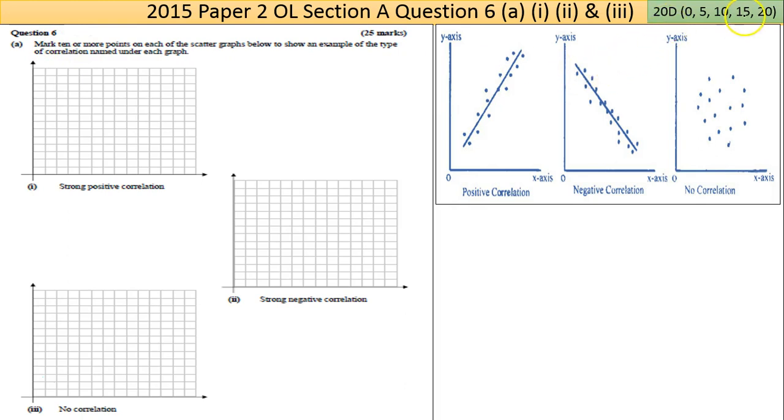It's a 20 marker and it's split into five scales: 0, 5 for low partial, 10 for mid partial, 15 for high partial, and 20 for full marks. Part A says mark 10 or more points on each of the scatter graphs below to show an example of the types of correlation named under each graph. They want 10 or more, so you have to at least give them 10, or you'll risk losing marks.